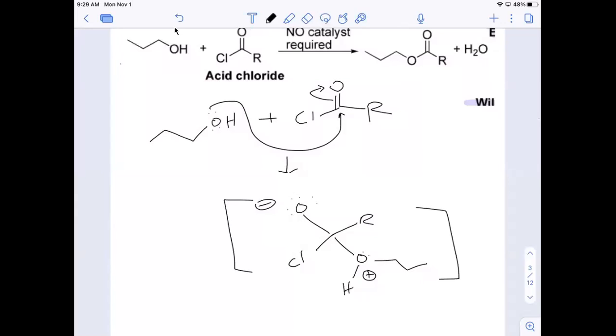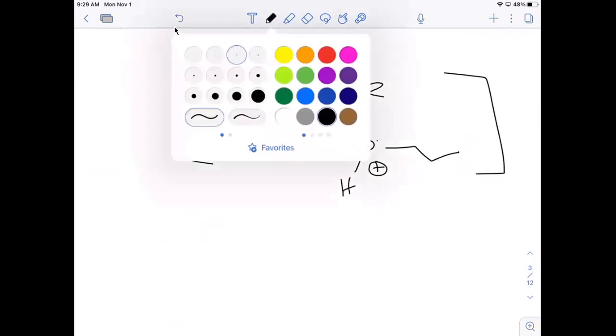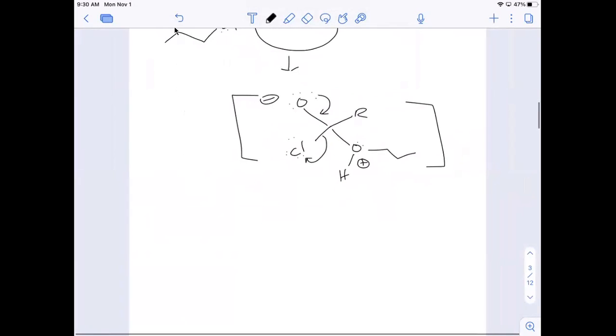What do I need to do next? I'm not losing water as a leaving group, but I need to get rid of chlorine. How can I do that? How did I get rid of water in the previous reaction? You did the proton transfer. No, that was to make water. How did I get rid of it? Oh, you did elimination. Yes. So I need to eliminate chlorine. So in reforming the pi bond, I'm able to do that.